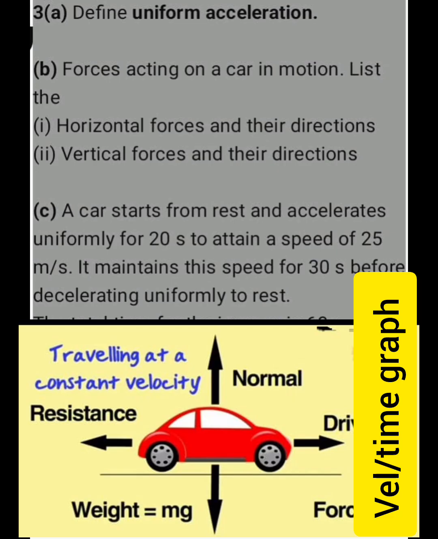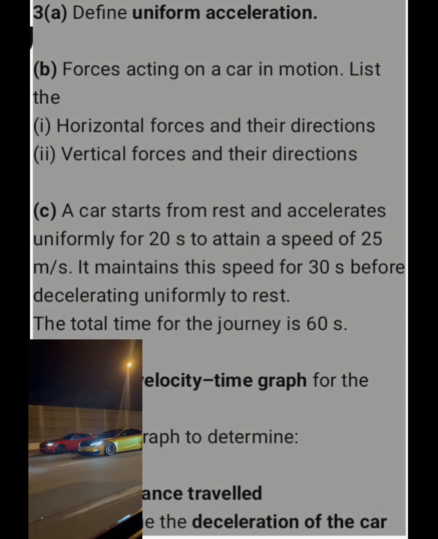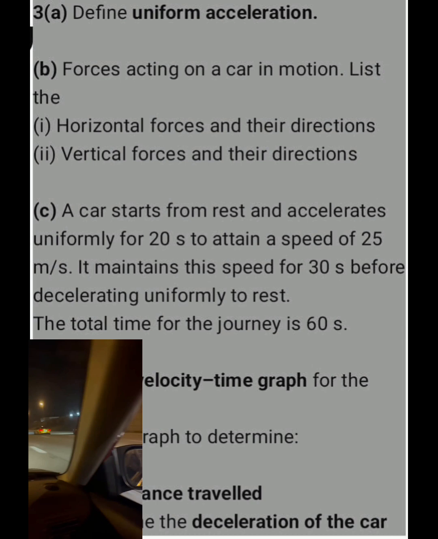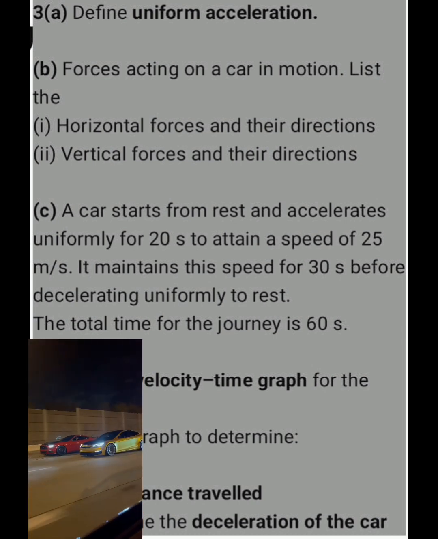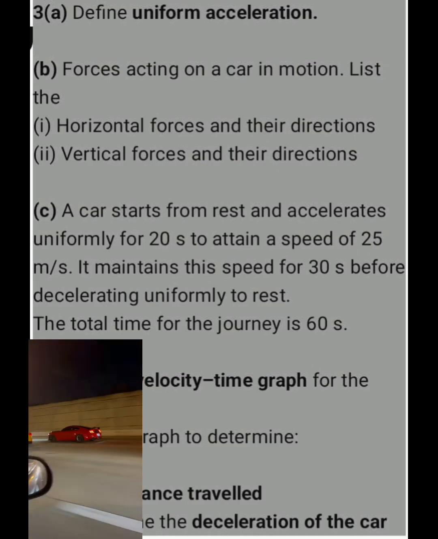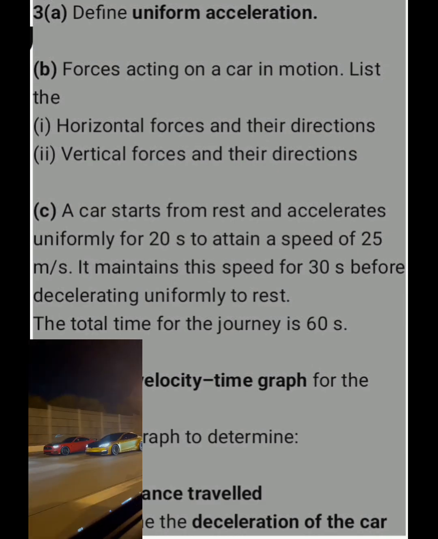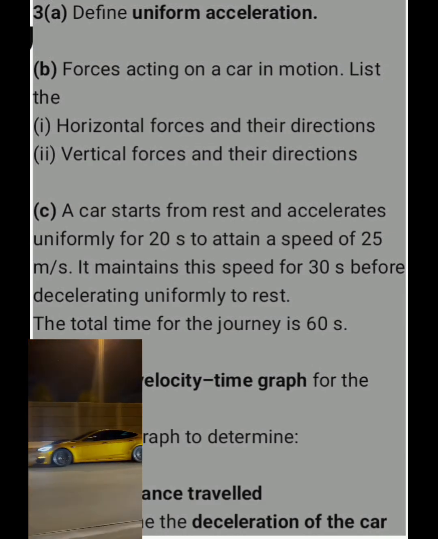Now let's attempt this question. A car starts from rest and accelerates uniformly for 20 seconds to attain a speed of 25 meters per second. It maintains this speed for 30 seconds before decelerating uniformly to rest. The total time for the journey is 60 seconds. Deceleration means continuous reduction. Acceleration means continuous increase in velocity.